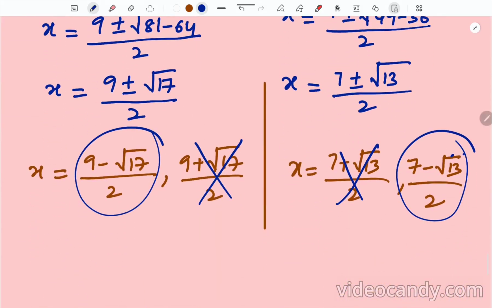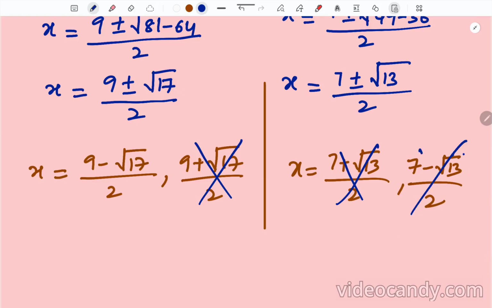If you want, you can check this by substitution. You substitute this one in the given question, you will get 4 equals 4. It is very easy to substitute and check. Therefore, the only real value of the given square root equation is 9 minus root 17 by 2. I hope you have enjoyed this new method of solving square root equations. Thank you for enjoying my solution.